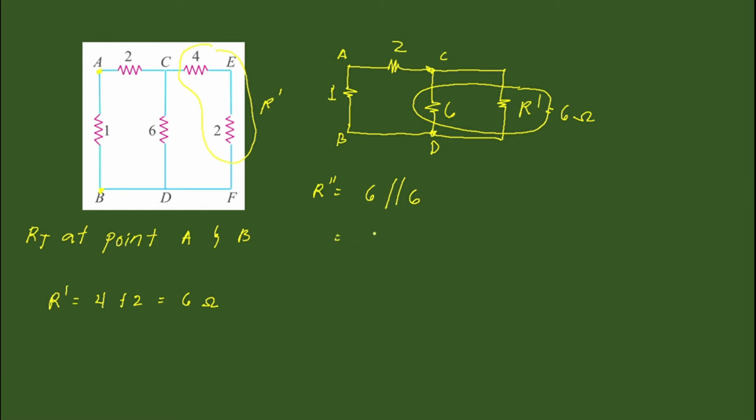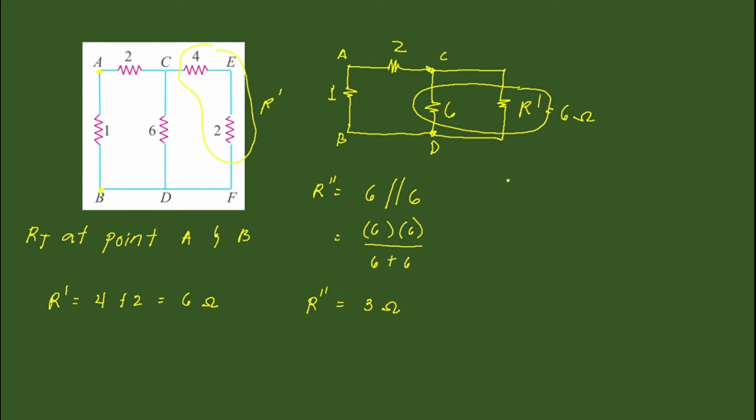Using the 2 resistor formula, 6 multiplied by 6 divided by 6 plus 6. So, in parallel connection, when their values are the same, you just divide it by 2. So, 6 divided by 2 is equal to 3 ohms. It's the same even if you don't divide it, okay? Or using this 2 resistor formula. So, R2 prime is equal to 3 ohms.